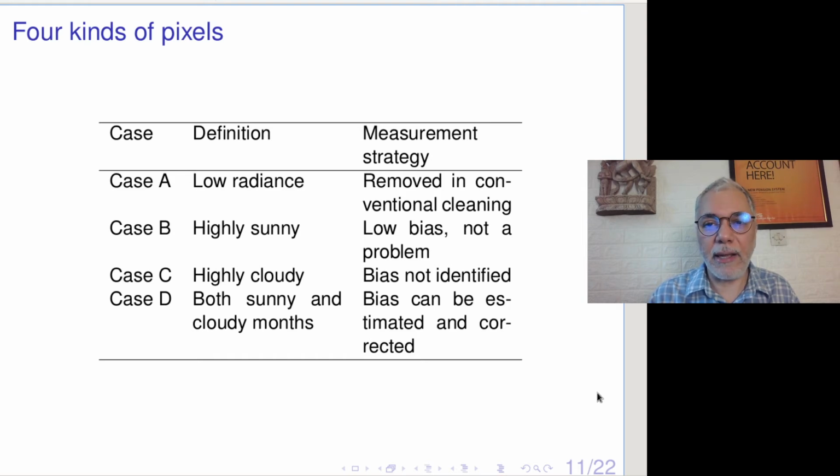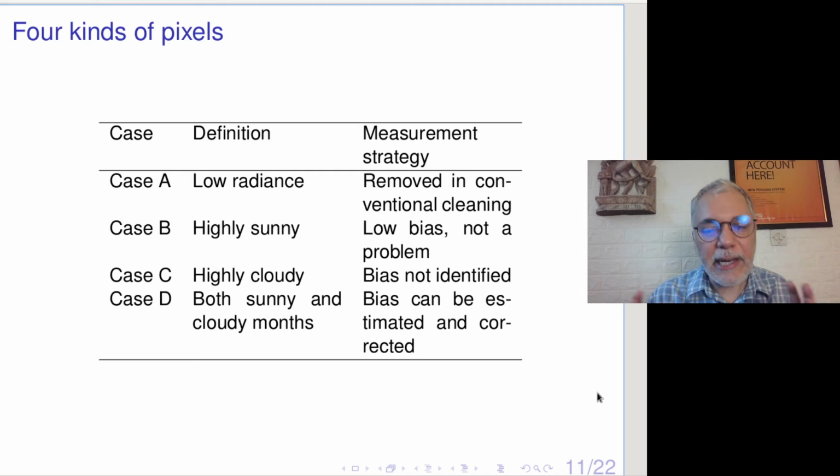Case B is a pixel where really it's sunny all the time. Most months are highly sunny, so there is no big bias problem. There is a low bias and it's not a big problem. There is no problem there to solve. Case C is a difficult kind of pixel where it's mostly cloudy all through the year. In that case, it's not easy to identify the bias and it's not easy to design a bias correction scheme. In this paper, we do not solve the case C pixels.